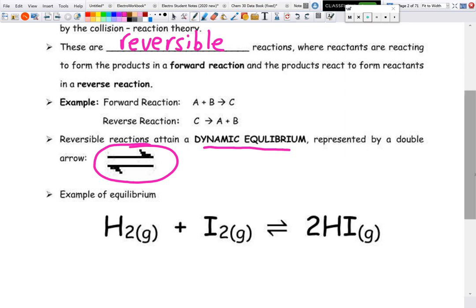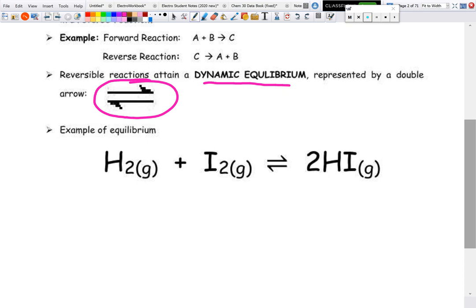So for example, an example of equilibrium, using that double arrow, we have the formation of hydrogen iodide gas. So hydrogen and iodine can react, they can collide to produce hydrogen iodide gas. That's in the forward reaction, following the top arrow, or two hydrogen iodide molecules can react with each other. Then we go in the reverse direction to reform iodine and hydrogen in the decomposition. So we end up getting both reactions happening.